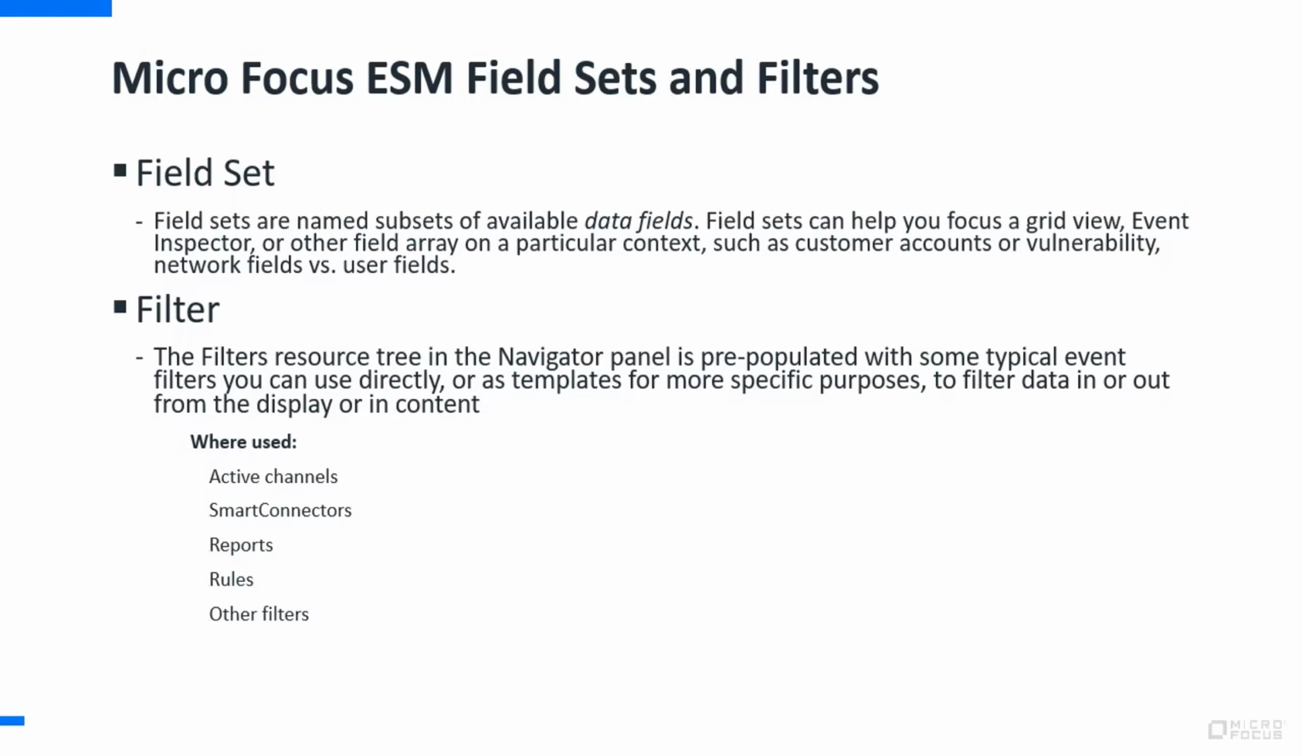Secondly, on the filter side of things, there's a filter resource tree in the Navigator panel that is pre-populated with some typical event filters. And these are things that you can use to filter data in or out, either from the display of what's showing up in ArcSight or in the content.